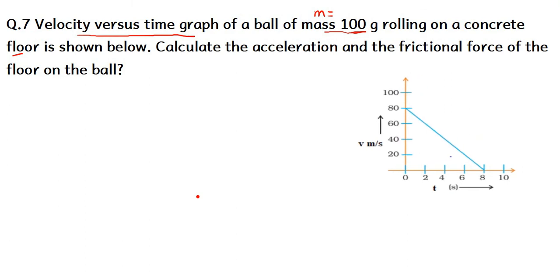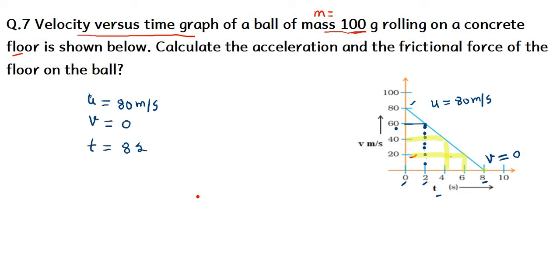Let us focus on the velocity time graph. Here, student, the x-axis shows the time and the y-axis shows the velocity. At 2 second velocity is 60 meter per second, at 4 second 40 meter per second, at 6 second 20 meters per second, and at 8 second the velocity is 0. That means final velocity is 0 and initial velocity when time started is 80 meter per second. That we can see from the graph.